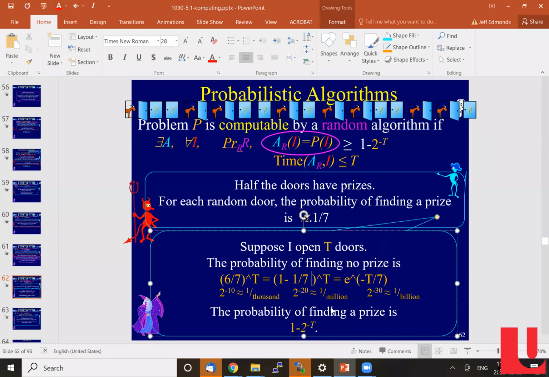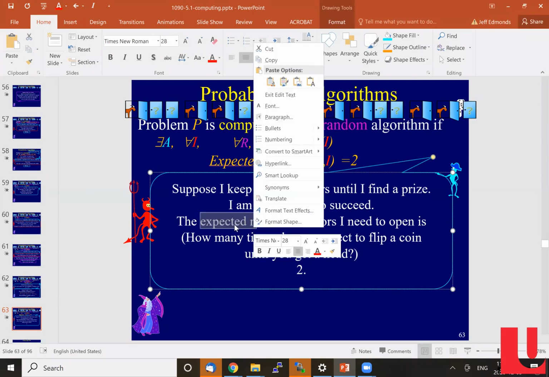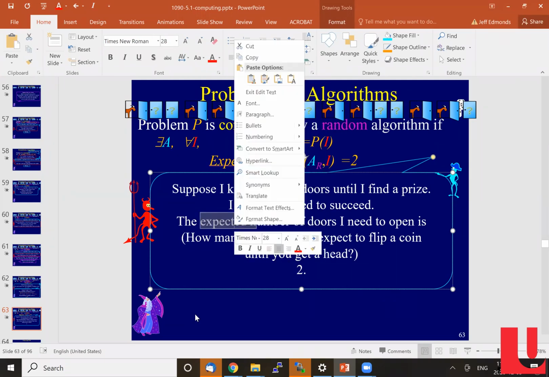Jeff, for the second slide, where you have expected time, how are the first statement, with for every A, for every I, and the expected time related? I just want to know the logical connection. Is it by and, or implication?